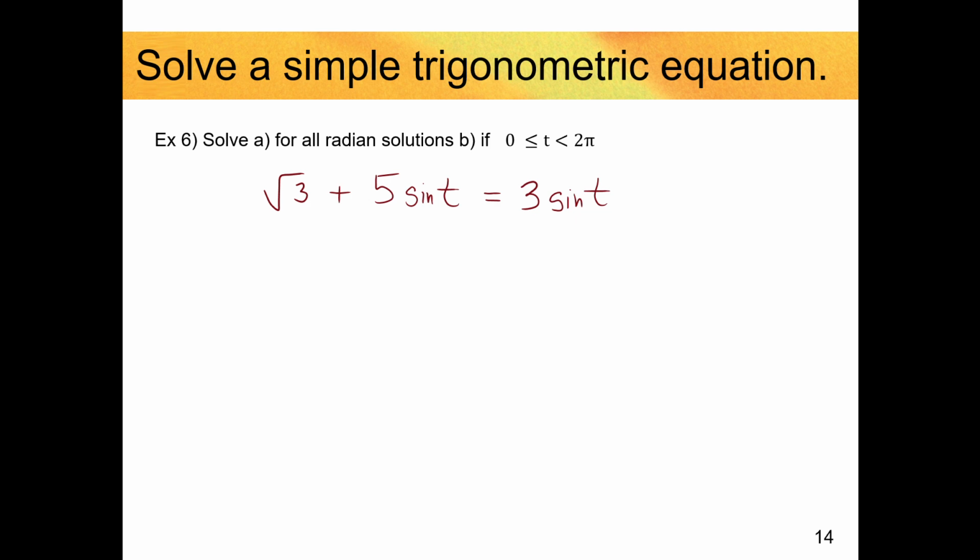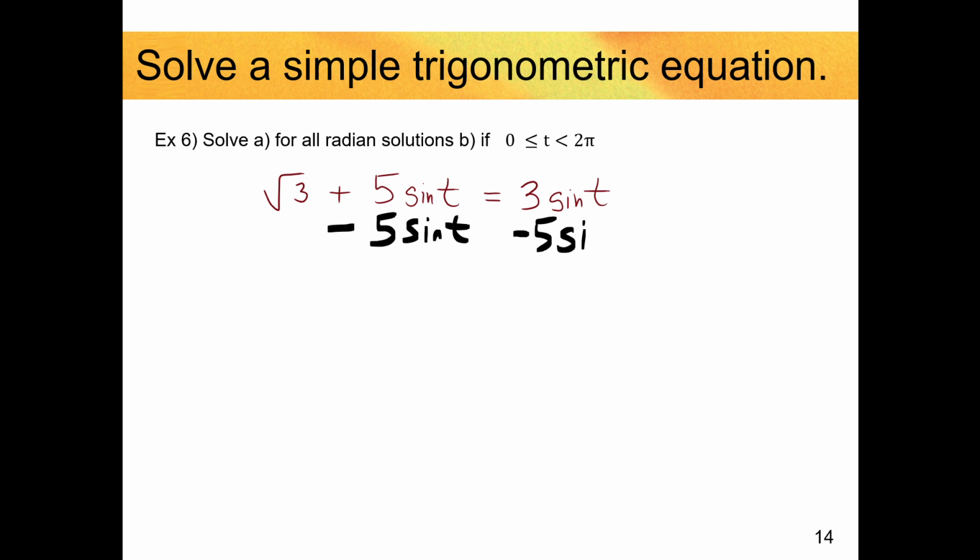All right, so what should we do here in order to solve for sine of t? I subtracted 3 sine t from both sides and subtracted the square root of 3. Okay, did it a little bit the long way. That's fine, because I'm thinking this: if I already have the root 3 sitting there on the left side, is it possible just to subtract the 5t from both sides?